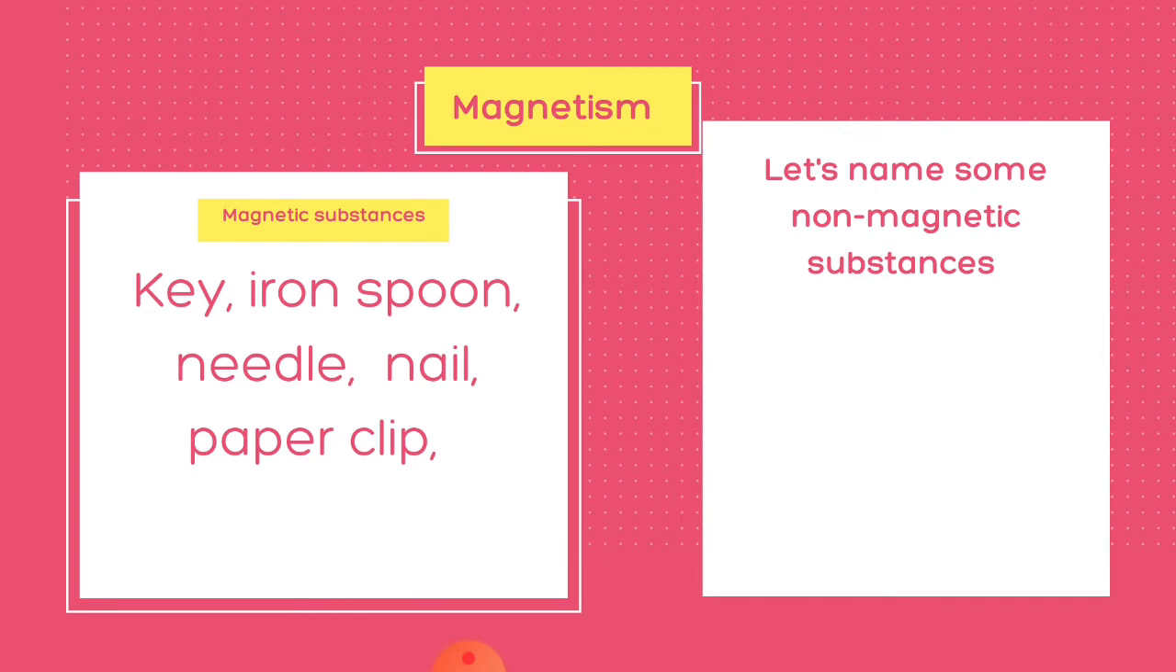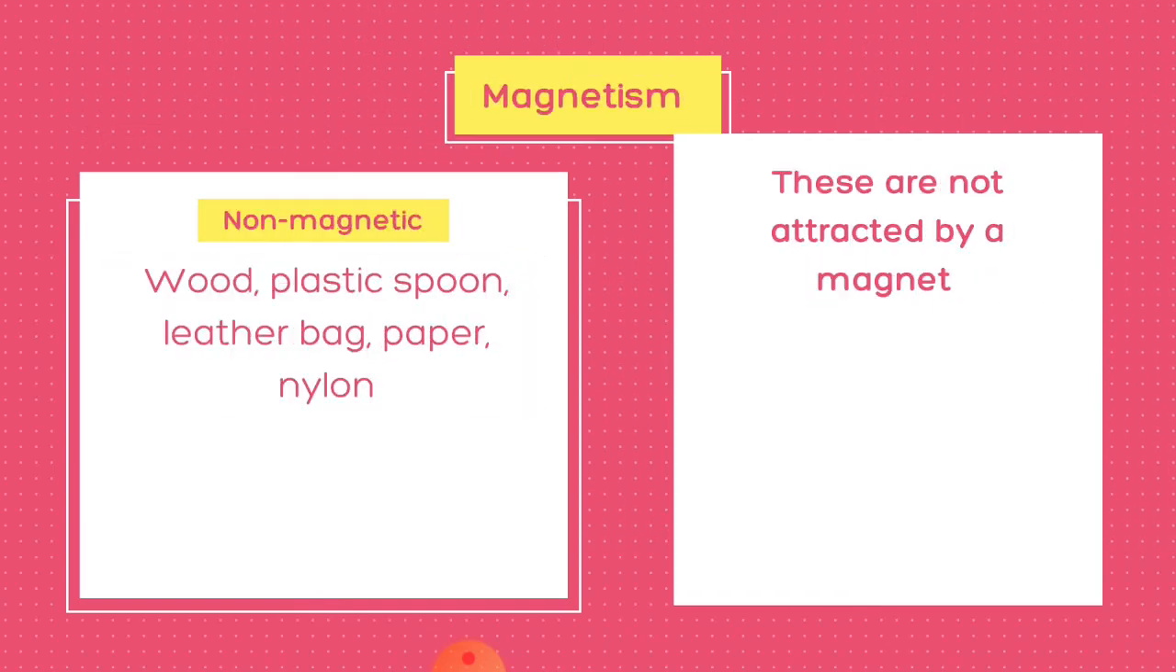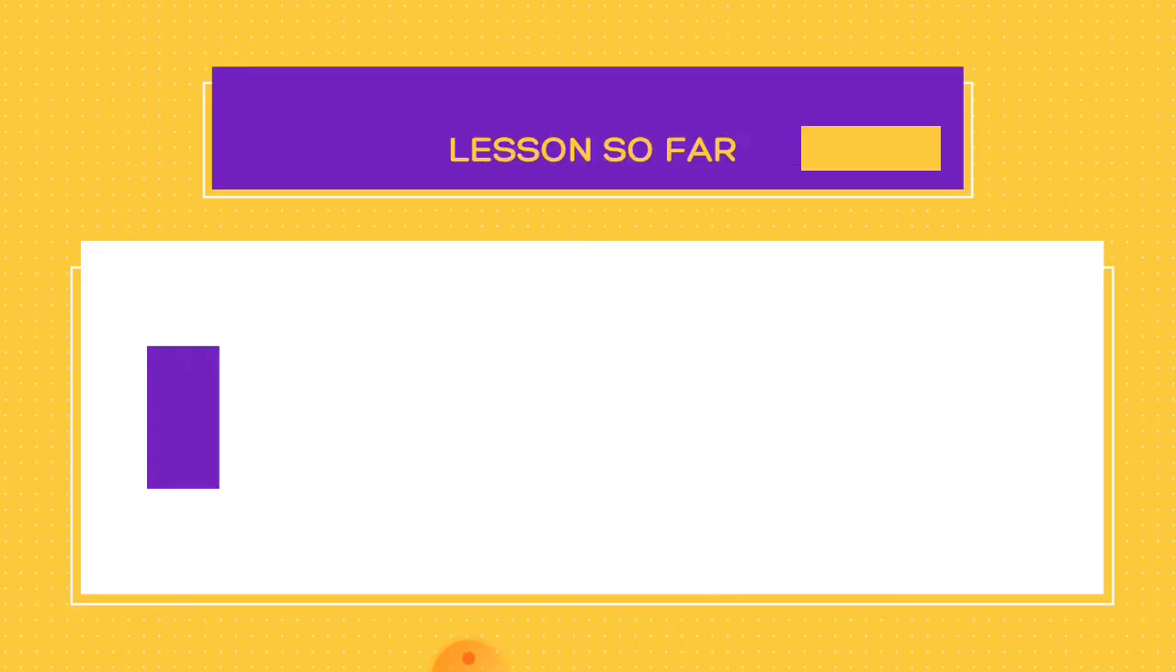Now, let's name some non-magnetic substances. All right? Examples, we have wood, plastic spoon, leather bag, paper, and nylon. There are more, all right? Now, these substances are never attracted by a magnet. So they are called non-magnetic substances.